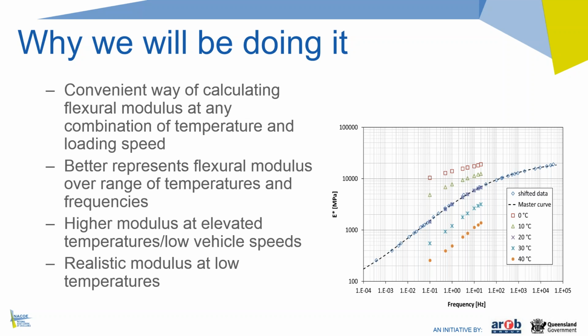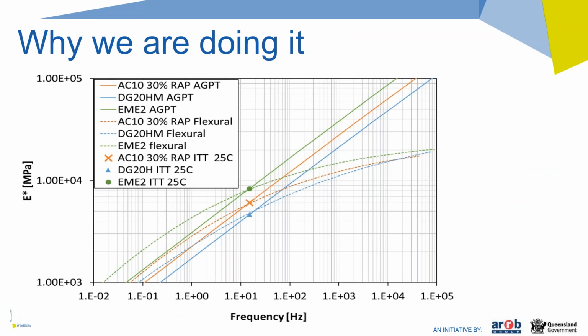And by doing that, we have a better representation of the flexural modulus over that range of temperature and frequencies. As a result, we're also going to get a higher modulus at elevated temperatures and low vehicle speeds compared to what we're currently doing. And we get more realistic modulus values at low temperatures. This is a very important slide because it compares what we're currently doing under the TMR supplement to what we're proposing to do with the flexural modulus.